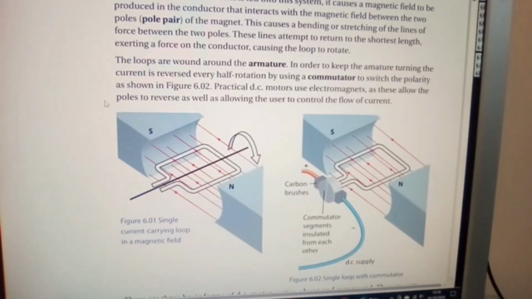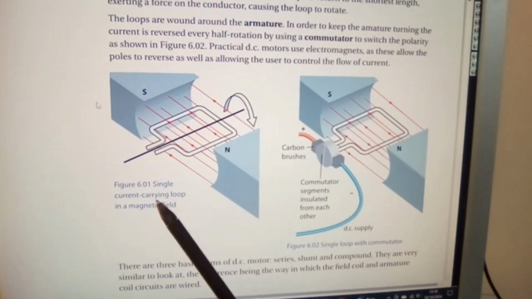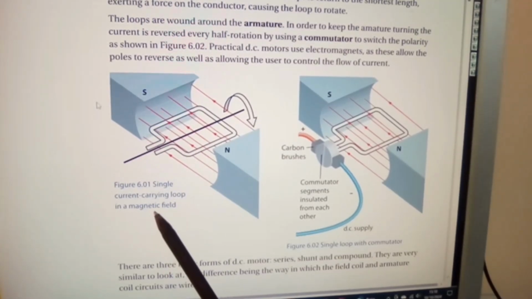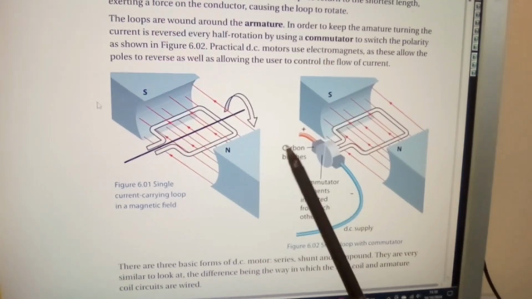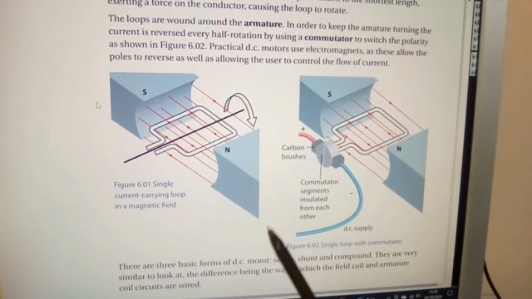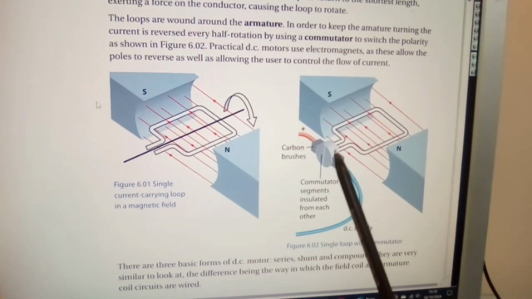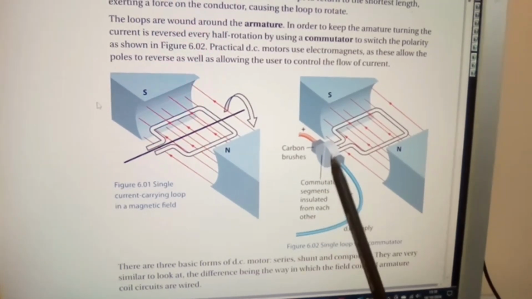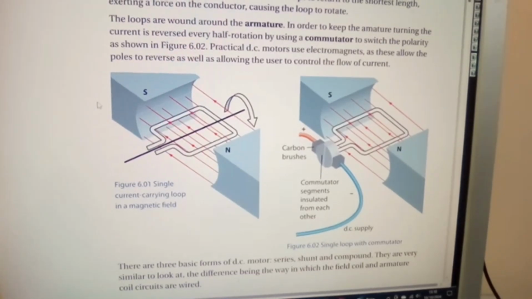And here we are, okay? Figure 6.01, single current carrying loop in a magnetic field, okay? You've seen this before on one of the videos I did already. And you have here your carbon brushes, figure 6.02, single loop, okay? With the commutator at the end, segments insulated from each other, okay?